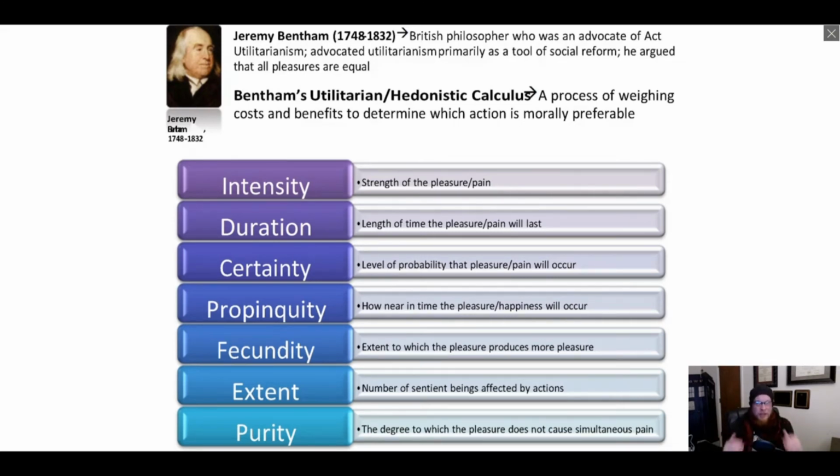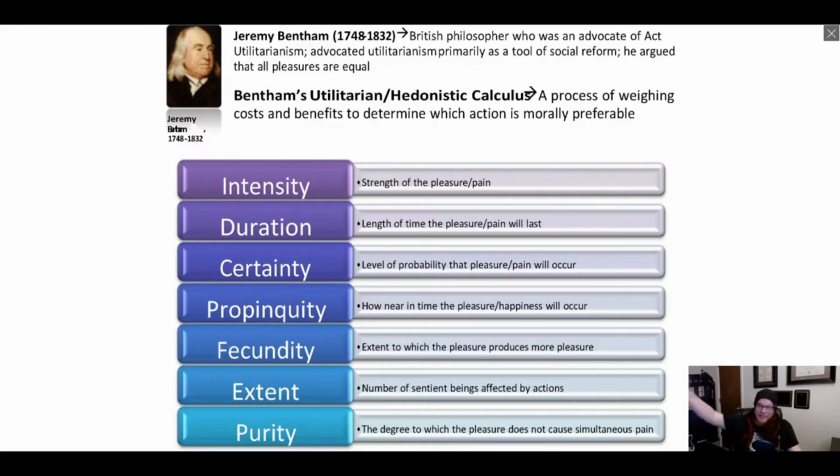Propinquity. How far away is it going to be? Propinquity is basically the notion of proximity, but in time. Proximity is how physically close something is to me. Propinquity is how temporally close something is to me. So propinquity is, is this going to happen tonight? Or is this going to happen 10 years from now? For example, if I say I'm going to give you $100 right now versus I'm going to give you $100 10 years from now, propinquity plays a part in terms of which we consider is better.